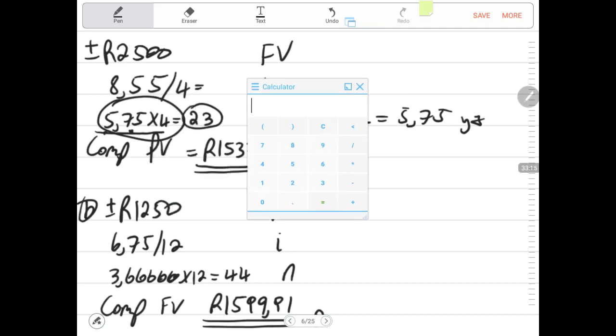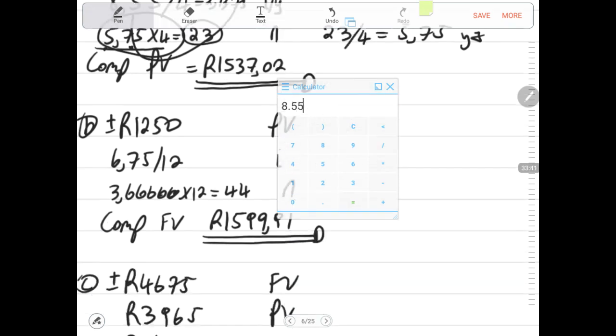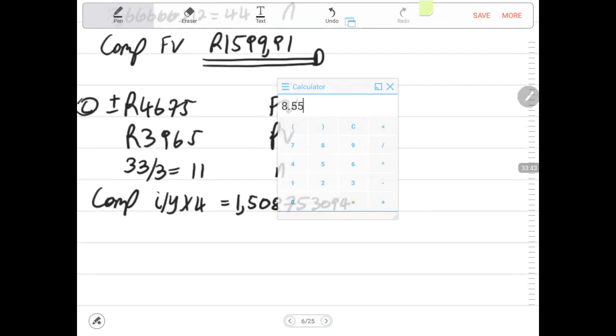Let me just give you this example. When you say 8.55 in this scenario, under that number A, 8.55 divided by 4, we got how much? We got 2.1375. In order for us to go back to the interest for the full year, what do we need? We need to say times by 4. If you say times by 4, you get the interest for the full year. So this is exactly what is happening.